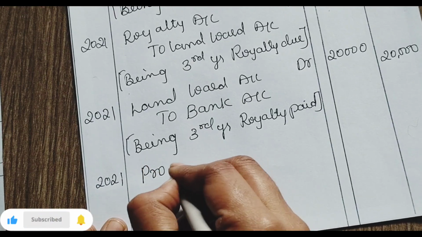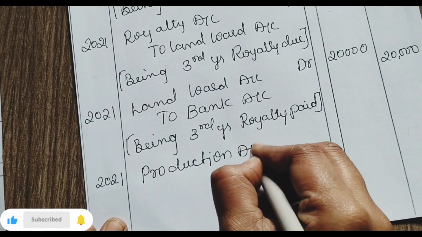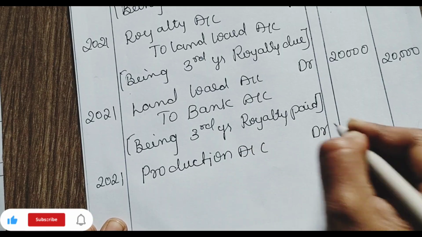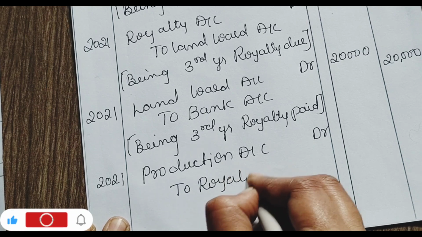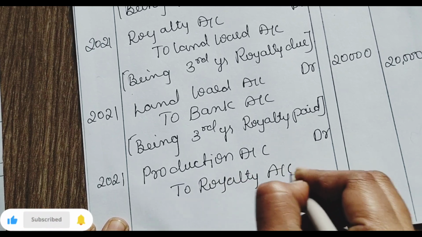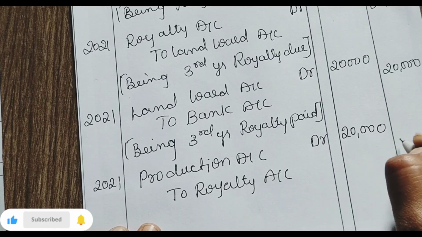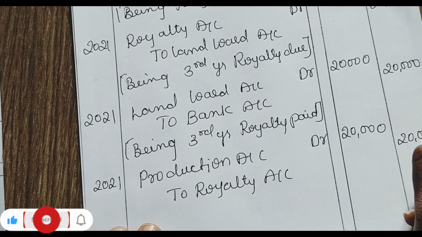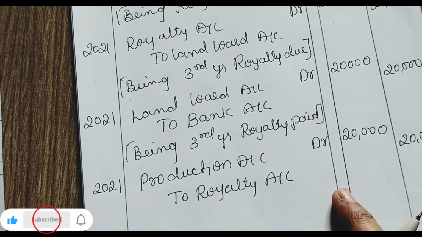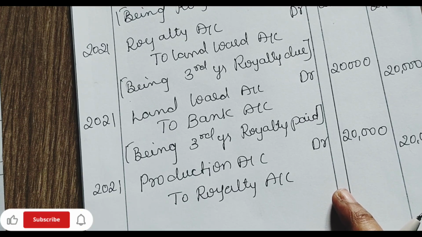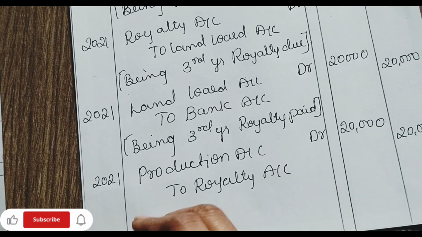Production account, you are transferring royalty to the production account. Production account debtor to royalty account. What is the amount in the royalty column? That only you are recording, 20,000, not landlord or minimum rent. Whatever there is in the royalty column, that should be transferred to the production account.